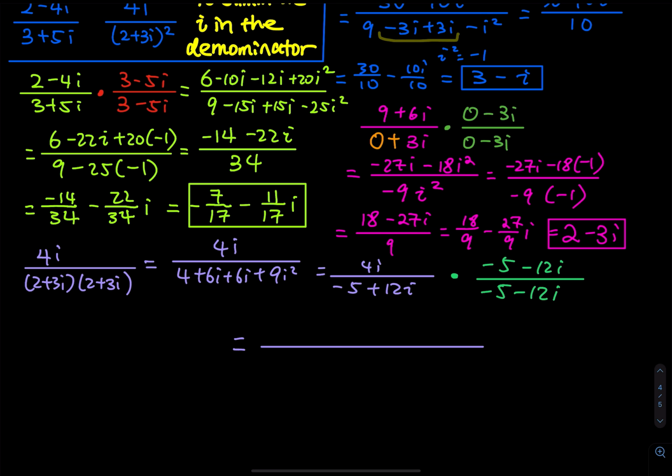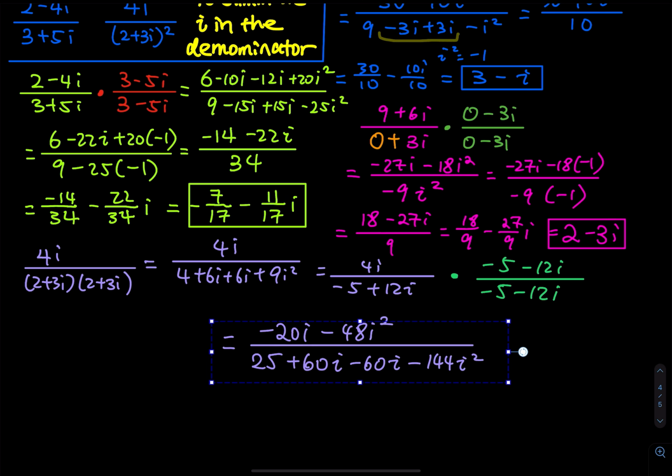Negative 5 times negative 5, you have a 25. Negative 5 times negative 12, you have a positive 60, and then minus 60i, and then minus 144 i squared. And then the top, negative 4 times negative 5, negative 20i. And then negative 12 times positive 4, that is a 48, and then i squared.